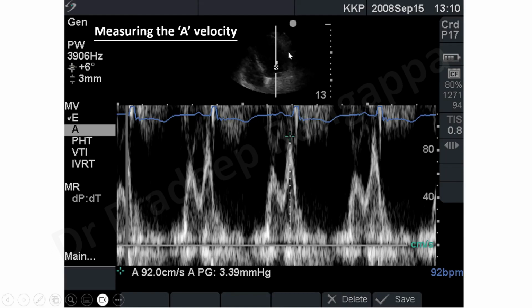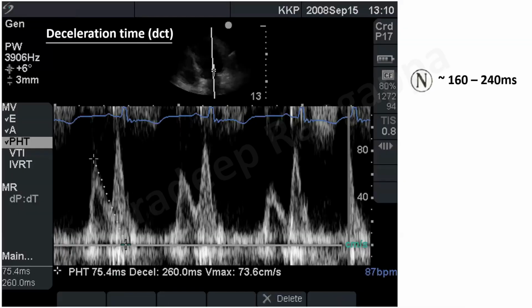Basically, keep the cursor with the sample at the mitral inflow and press for the Doppler on the echo machine. You will get a waveform like this. The first waveform is the E, and the second one is the A, and automatically the echo machine calculates the E by A ratio and puts up the figures. Then we look at the deceleration time.